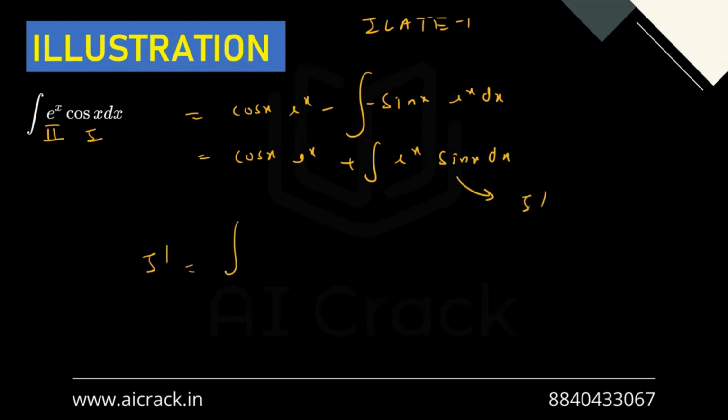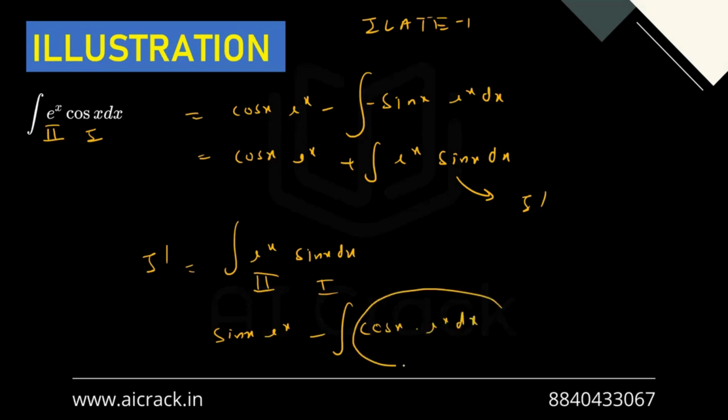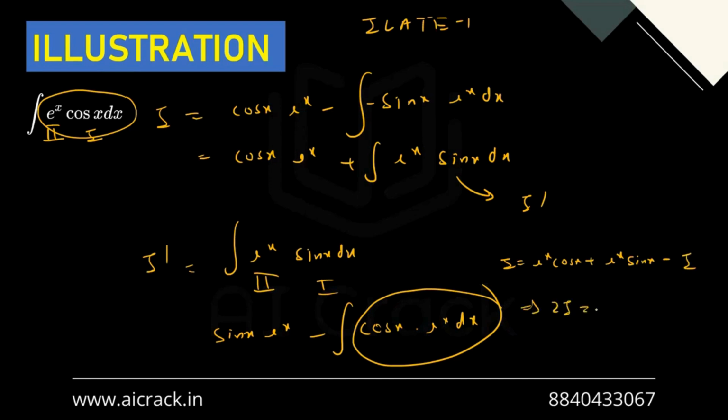Now I dash equals integral e raised power x sin x dx. Again, this is second function and this is first function. So this becomes first function into integral of second, that is e raised power x, minus integral of derivative of first, that would be cos x, into integral of second, that is e raised power x dx. I can see that this has been formed once again over here as well, right? This is I, this was I, right? Now what we have got over here, I equals e raised power x cos x plus e raised power x sin x minus I. So this becomes 2I equals e raised power x (sin x plus cos x), right? So I equals e raised power x (sin x plus cos x) by 2, right?